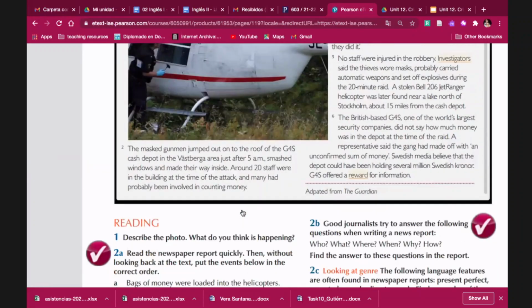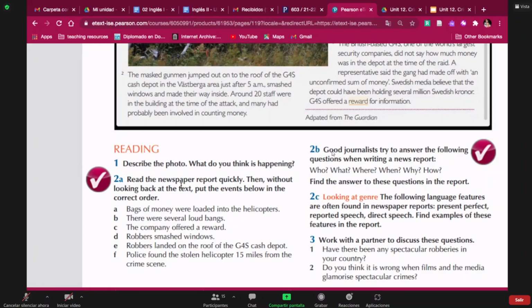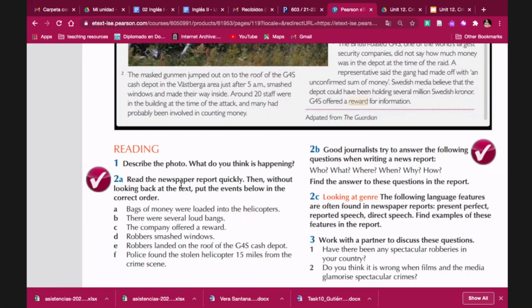Okay, so now you had to read the newspaper report quickly. This is a newspaper report. Then without looking back at the text, you have to put the events below in the correct order. Okay, so there shouldn't be lots of problems to do this exercise because it's kind of like logic on what is that happened. Okay, so Angel, what do you think happened first? From all these letters you have here, A, B, C, D, E, which of these events do you think happens first?